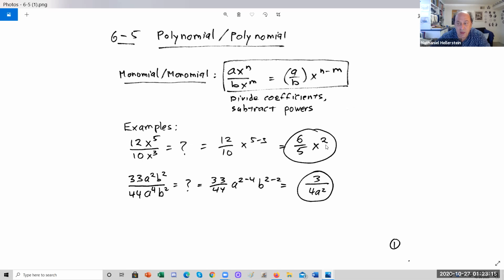That's 6/5 x squared. Here we have more than one variable, and so we just subtract powers separately for the two different variables. So 33 over 44 is the coefficient. a to the 2 minus 4, b to the 2 minus 2. Now b to the 2 minus 2 just cancels. It's b to the 0, or 1. a to the 2 minus 4 is a negative 2 power, so you put an a squared in the denominator. And 33 over 44, 11 cancels, that's 3/4. So you get 3 over 4a squared for this one.